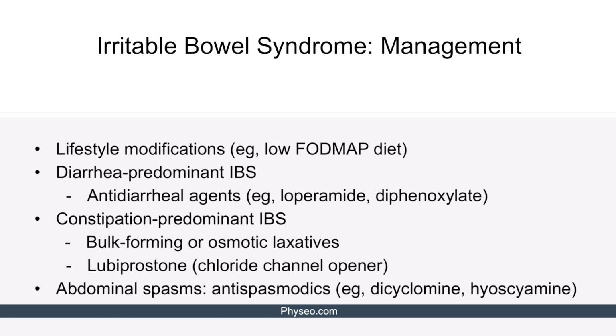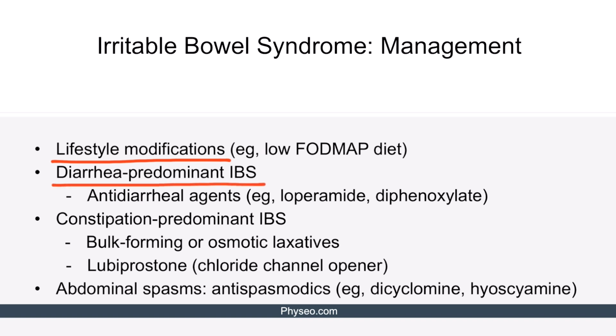The initial management of irritable bowel syndrome focuses on lifestyle modifications like a low FODMAP diet. FODMAP stands for fermentable oligosaccharides, disaccharides, monosaccharides, and polyols. These are gas-producing substances which should be avoided by a patient with irritable bowel syndrome.